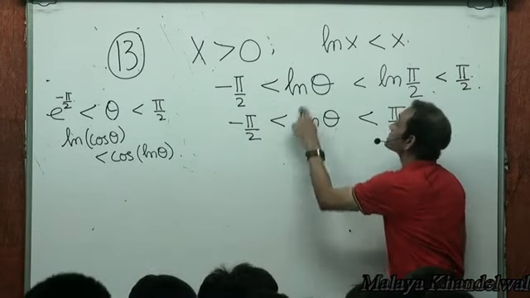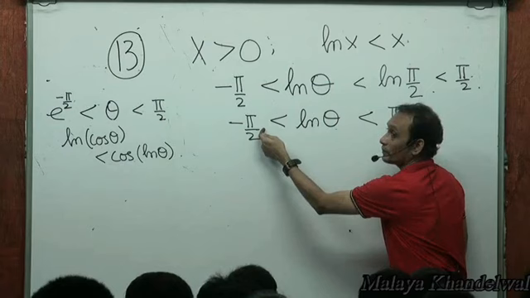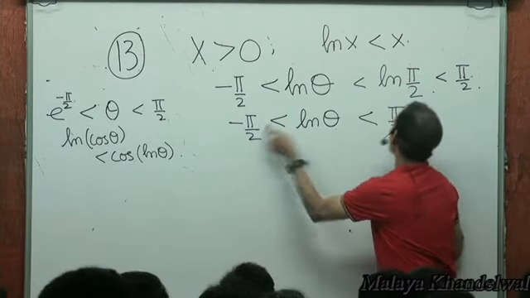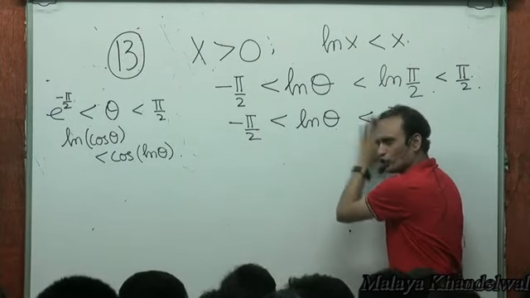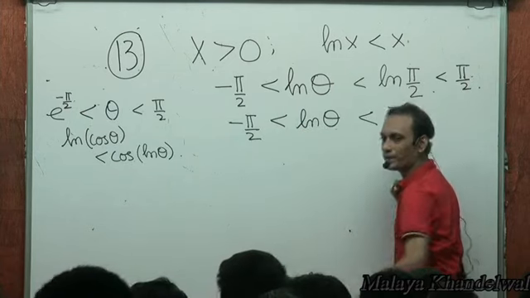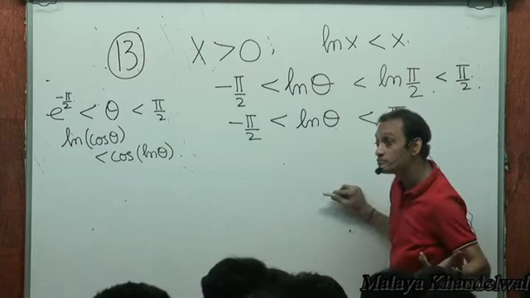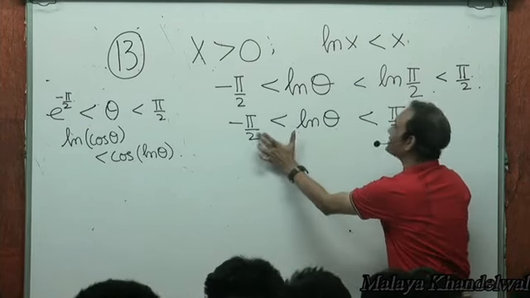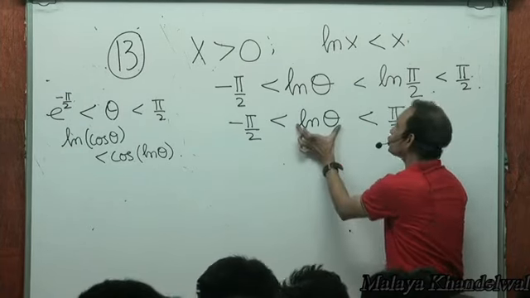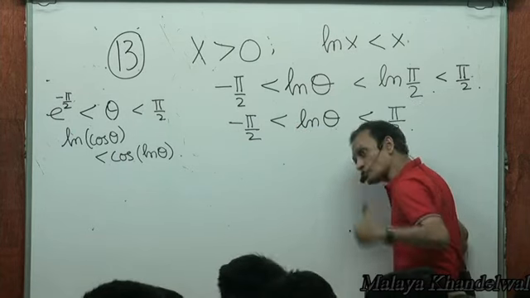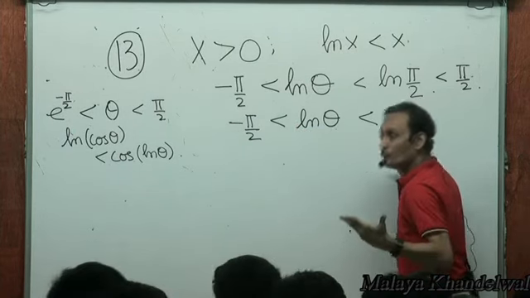That means this is a certain angle alpha in the fourth and the first quadrant. Yes or no? From the fourth to the first quadrant, minus pi by 2 to plus pi by 2. So if I take cos of this, it will always be positive. Since this lies in the interval minus pi by 2 to pi by 2, cos of this will always be positive. Cos is positive in the fourth and the first quadrant.